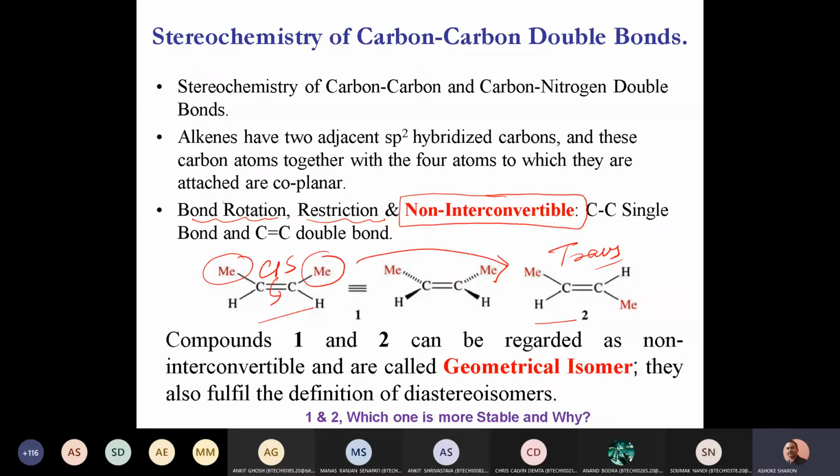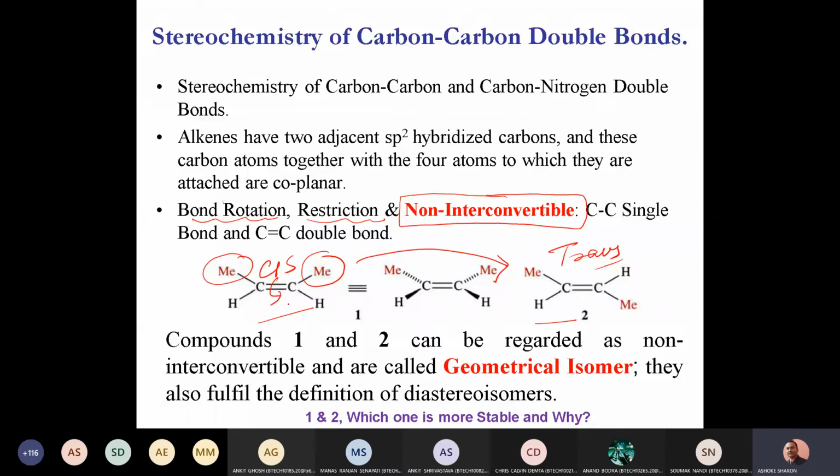In a very simple way, I don't want to go into detail right now, but actually it is related with heat of hydrogenation. When you hydrogenate this one, it will convert to butane. This will also convert to butane, with 1 mole of hydrogen, then energy. Based on the energy, we can prove experimentally that yes, 2 is more stable.